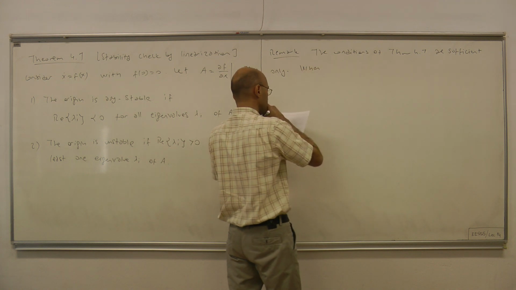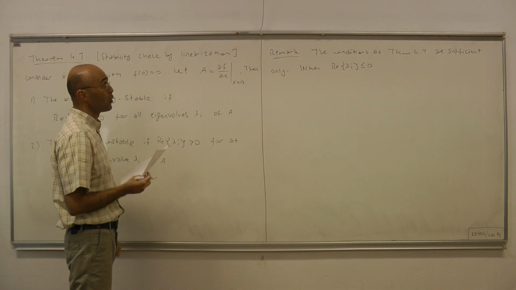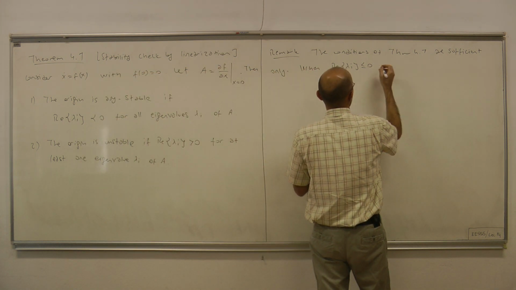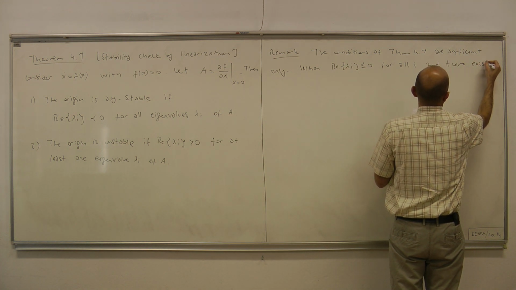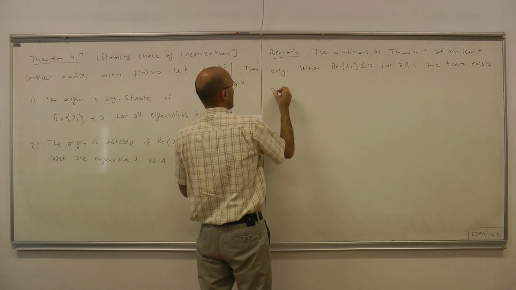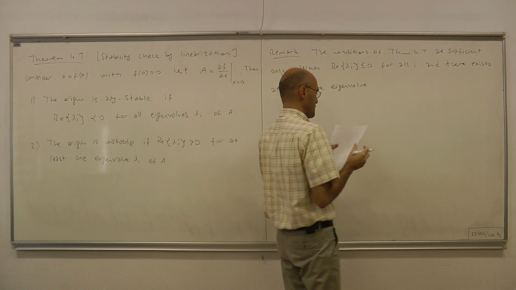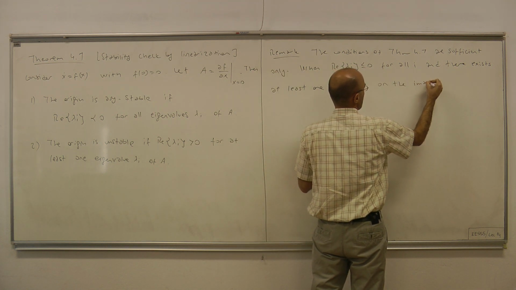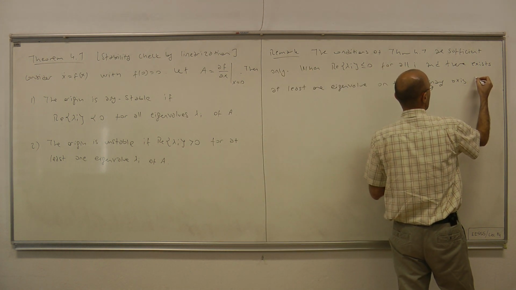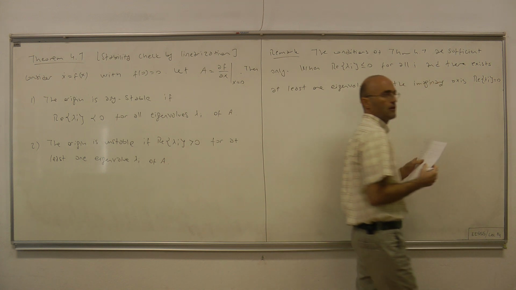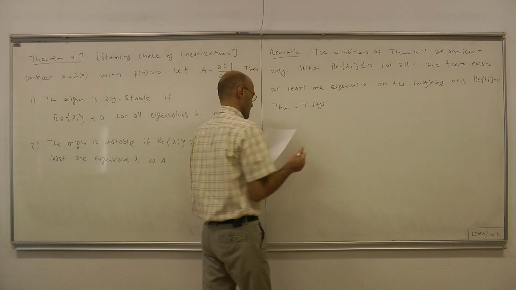When all eigenvalues are on the closed left half plane for all i, and there exists at least one eigenvalue on the imaginary axis, that is real part 0, then anything can happen. Theorem 4.7 says nothing.